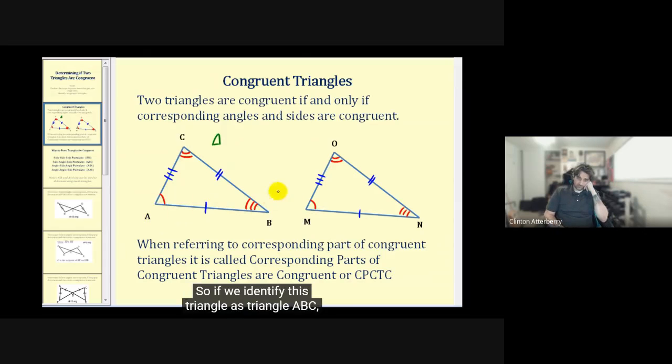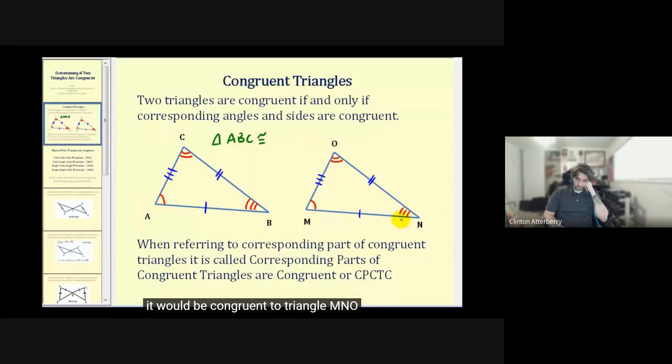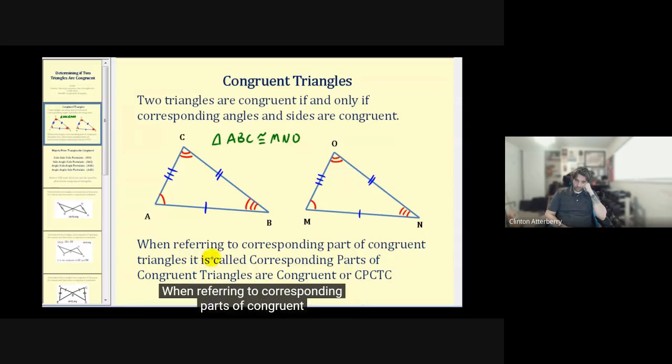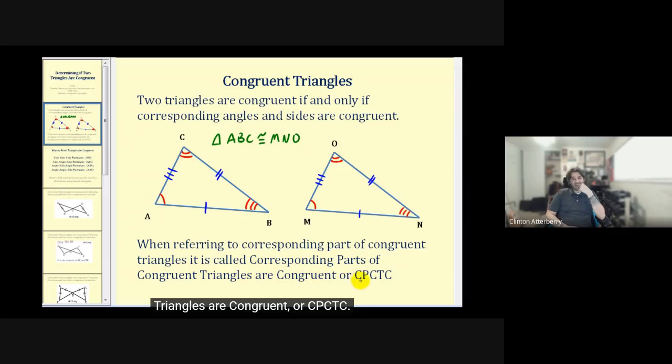So if we identify this triangle as triangle ABC, it would be congruent to triangle MNO because vertex A corresponds to vertex M, vertex B corresponds to vertex N, and vertex C corresponds to vertex O. When referring to corresponding parts of congruent triangles, it is called corresponding parts of congruent triangles are congruent, or CPCTC.